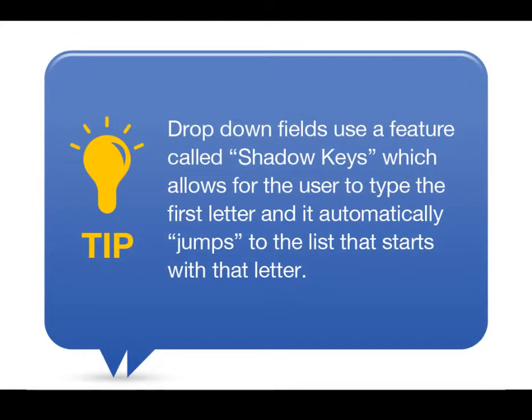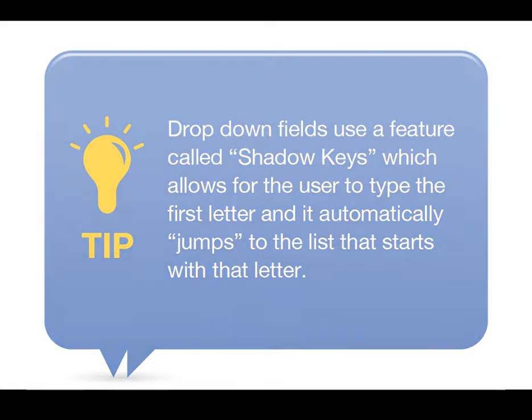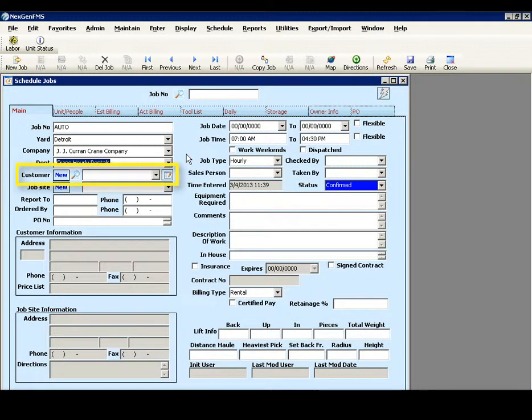Here's a tip. Drop-down fields use a feature called shadow keys, which allows for the user to type the first letter and it automatically jumps to the list that starts with that letter. Select or enter the customer. In this example, we will select Sauger Industrial by typing in the first few characters. The shadow key feature jumps to that section of the list beginning with SAG.